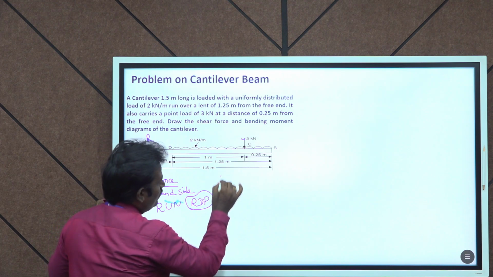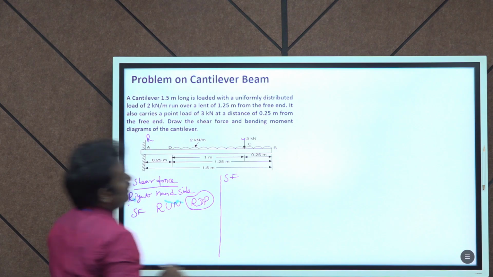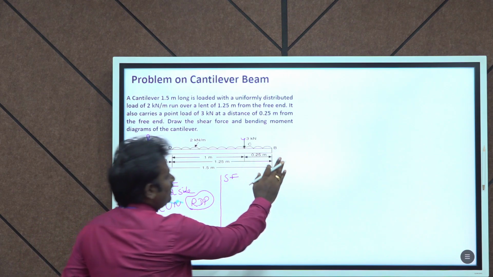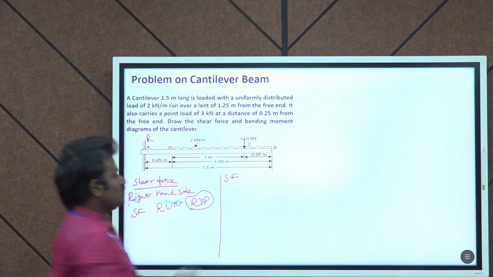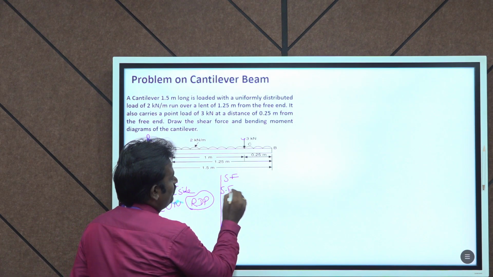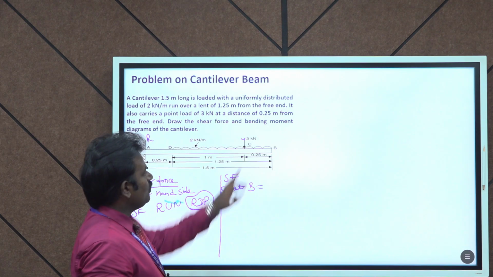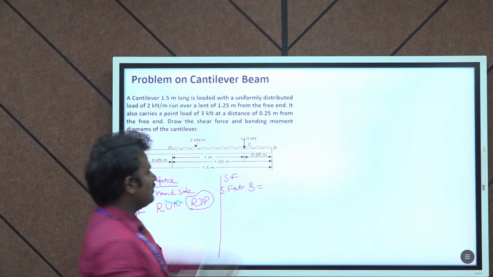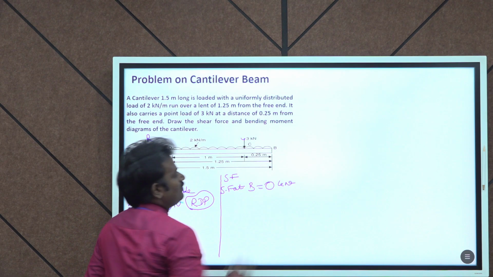Now we are going to solve the shear force, from right hand side to left hand side. First, SF at B. Here there is no load, so SF at B is 0 kilonewton.